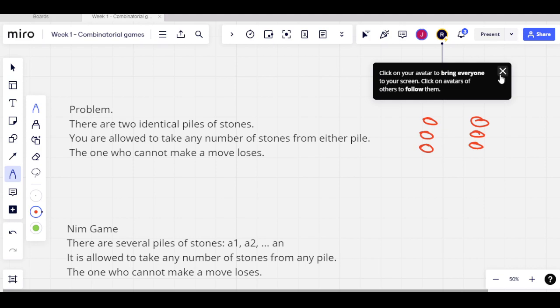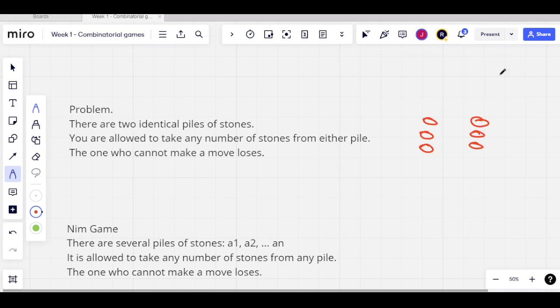The first player. Why? Because he will start first, he will not be able to make a move. What must the second player do to win in this situation? How should the second player reply to the first player's steps?